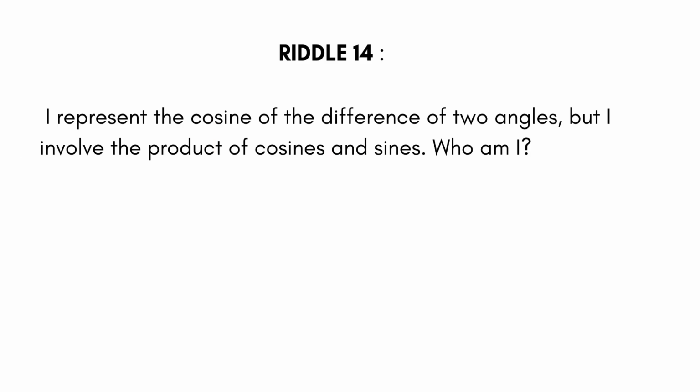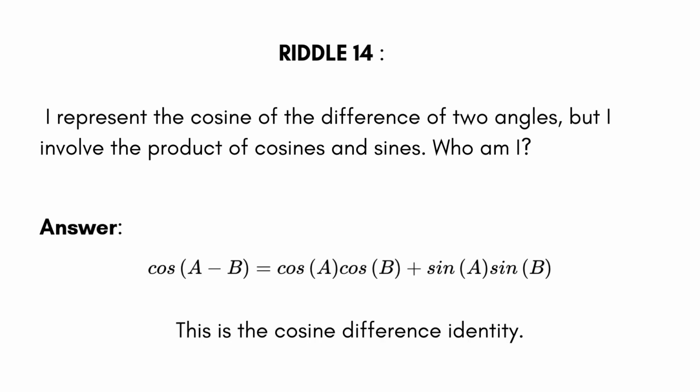Riddle 14. I represent the cosine of the difference of two angles, but I involve the product of cosines and sines. Who am I? Answer. Cos of a minus b is equal to cos a into cos b plus sine a into sine b. This is the cosine difference identity.